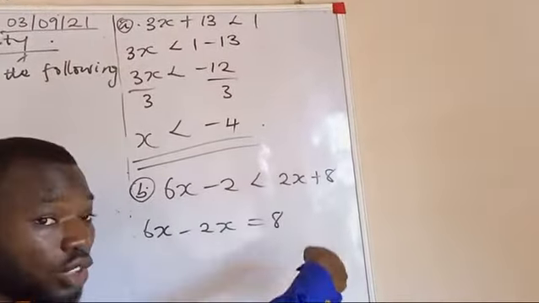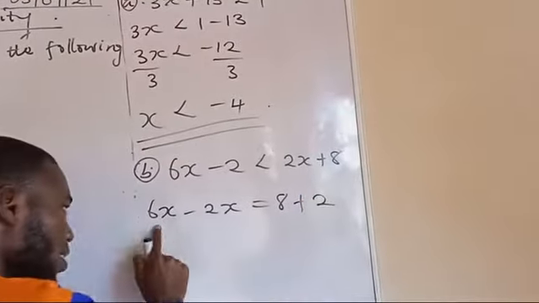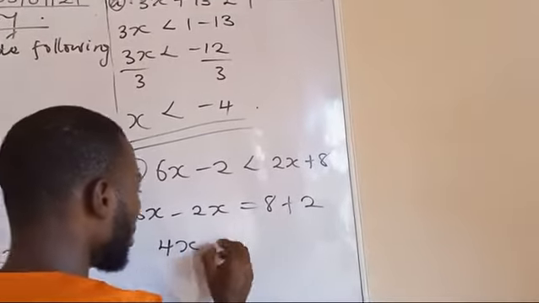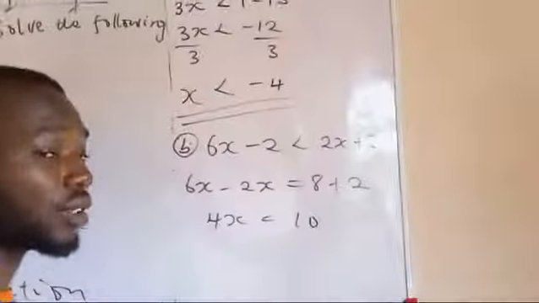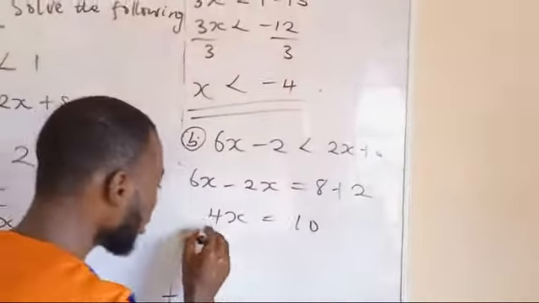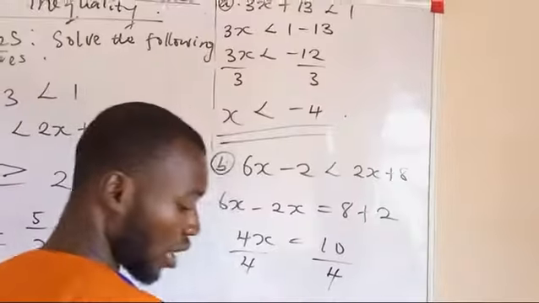When this one crosses, you change to plus, because it's minus here, plus 2. 6x minus 2x is going to give us 4x equals 8 plus 2, which will give us 10. We have to divide both sides by the coefficient of x, which is 4, to get the correct value of x. So we divide by 4, divide by 4. Have you seen it now?